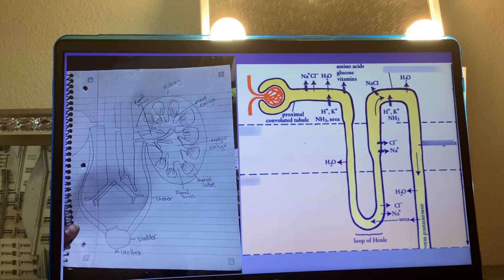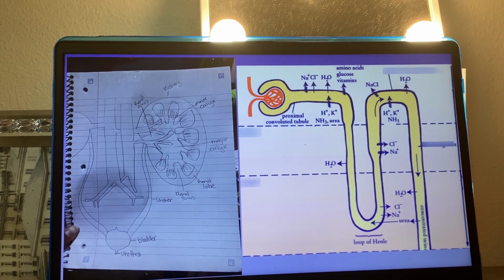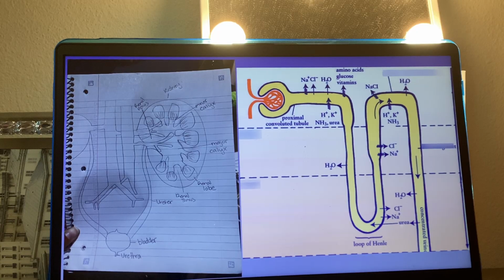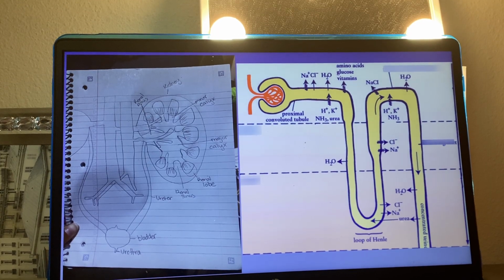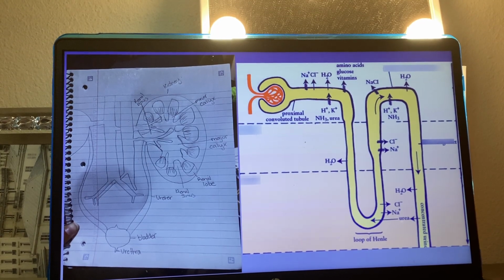And then after that, it's going to go to your distal convoluted tubule, which is where ions and water are going to be added and removed, depending on what your body needs. So it's not going to be the same every time.